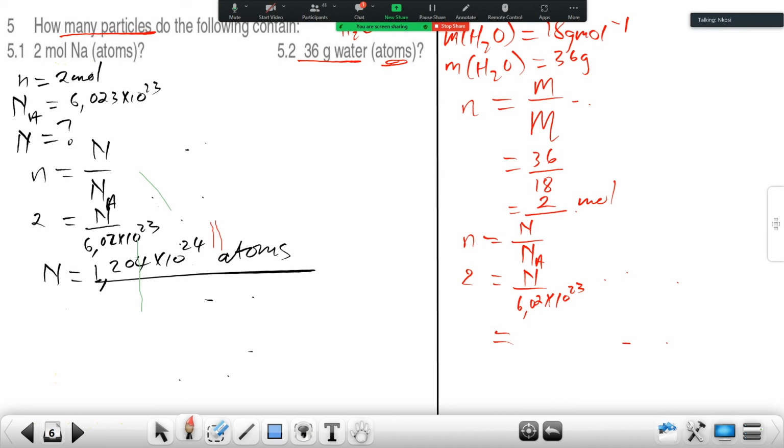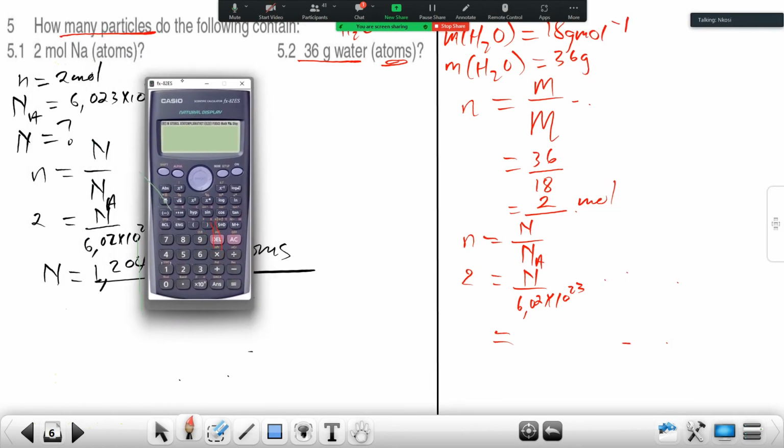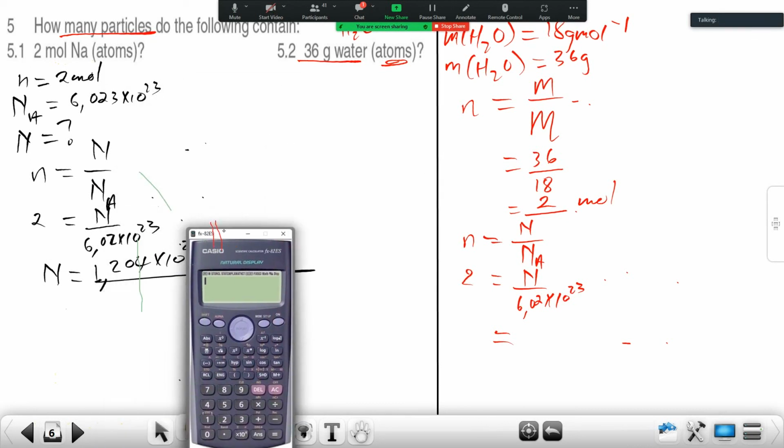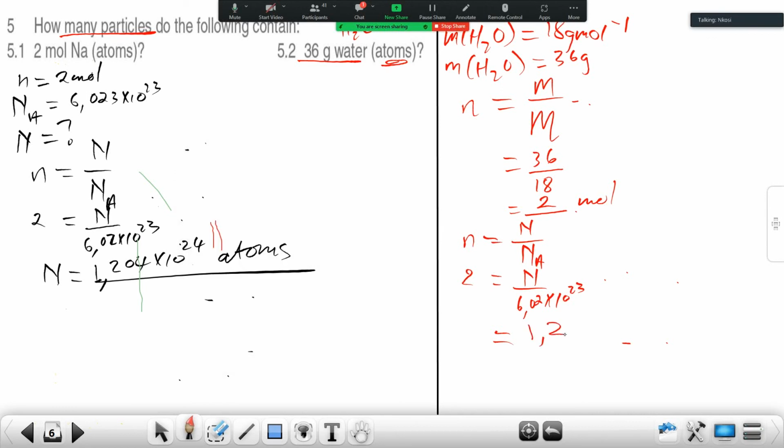So let me see what I will get when I use my calculator. 2 multiplied by 6.02 multiplied by 10 to the power 23. So the answer is still 1.204 multiplied by 10 to the power 24 from the information that is given. So 1.204 multiplied by 10 to the power 24 atoms.